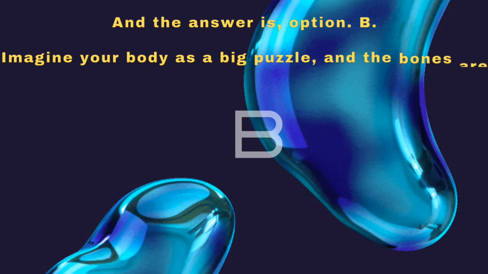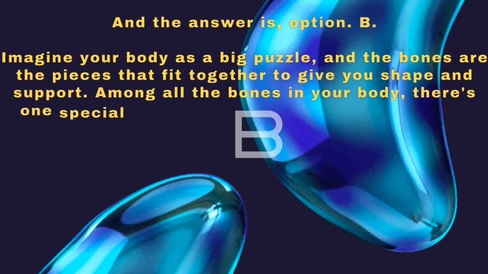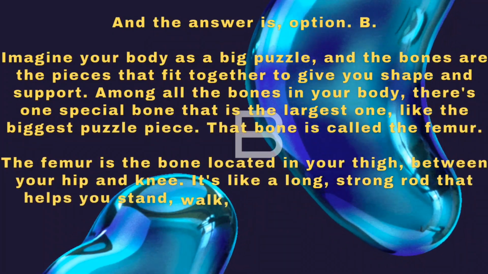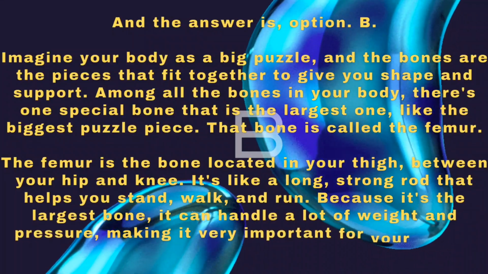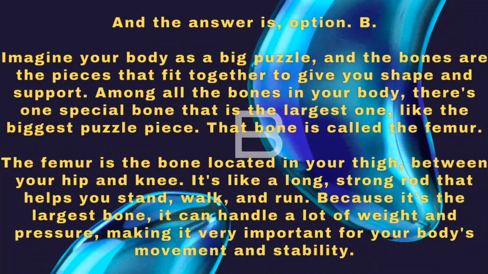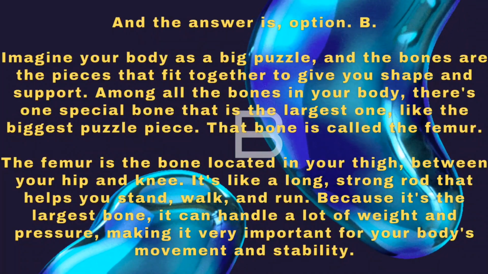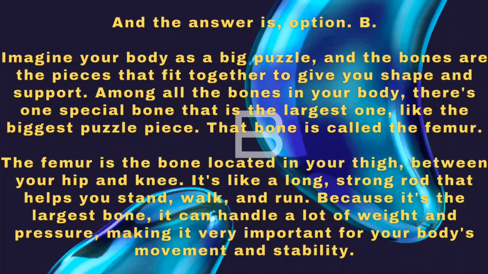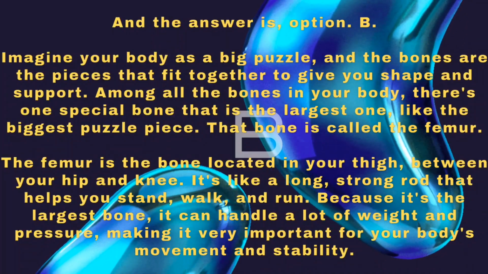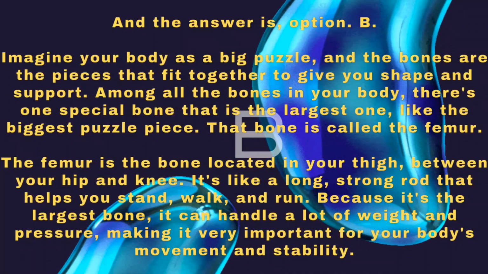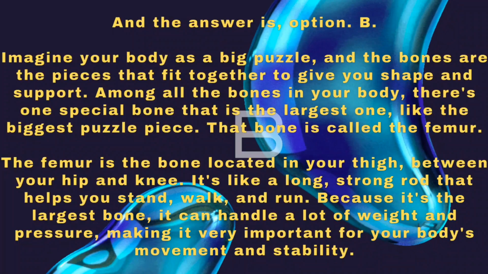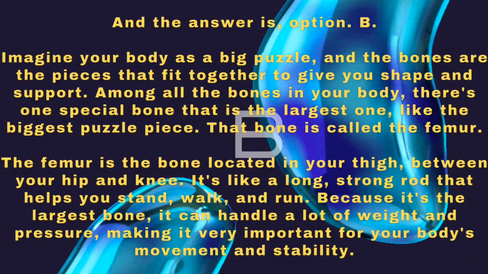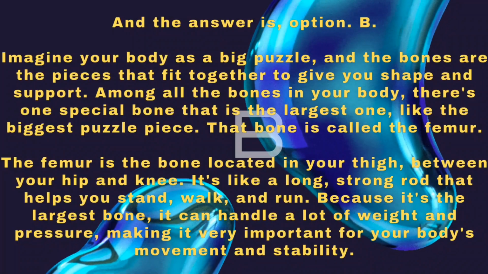And the answer is option B. Imagine your body as a big puzzle, and the bones are the pieces that fit together to give you shape and support. Among all the bones in your body, there's one special bone that is the largest one, like the biggest puzzle piece. That bone is called the femur. The femur is the bone located in your thigh, between your hip and knee. It's like a long, strong rod that helps you stand, walk, and run. Because it's the largest bone, it can handle a lot of weight and pressure, making it very important for your body's movement and stability.